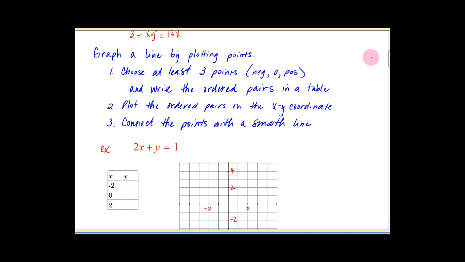If we've determined already that our line is linear, we are going to have lots of options or lots of ways that we can graph our line. In the previous section we found that I could create a table of solutions for this equation down here, 2x plus y equals 1.